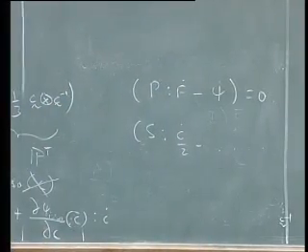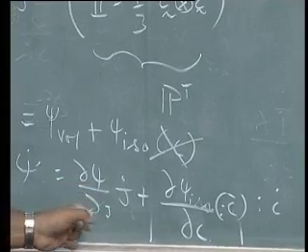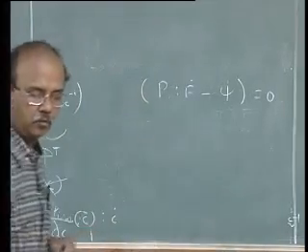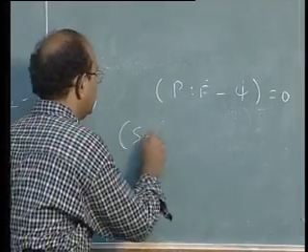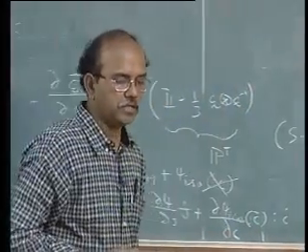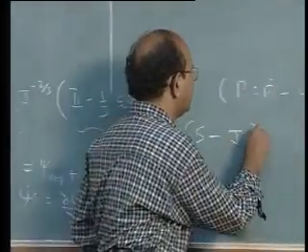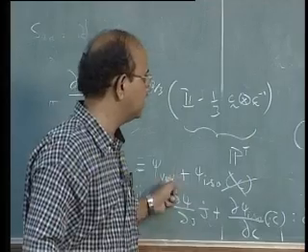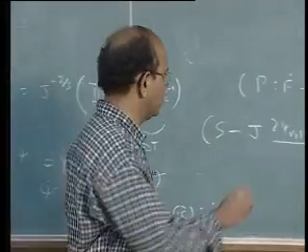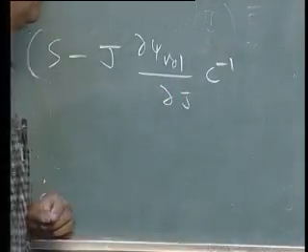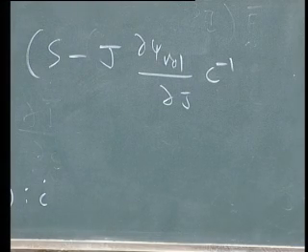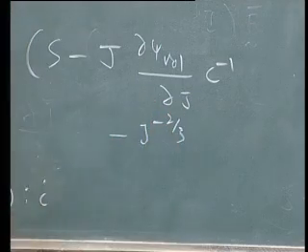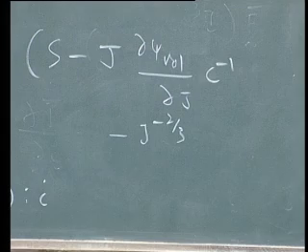So that ultimately, this expression, what I have written here, when I substitute it back here, can be written now as S minus J, you know that before, dou psi volumetric by dou J, C inverse, minus J power minus 2 by 3, that is dou C bar by dou C is what I'm writing.